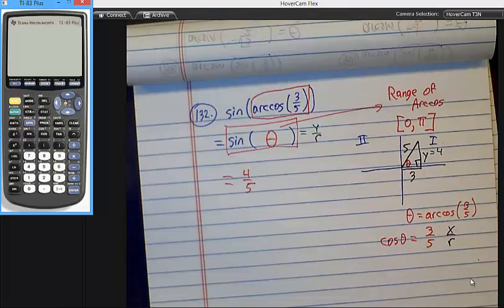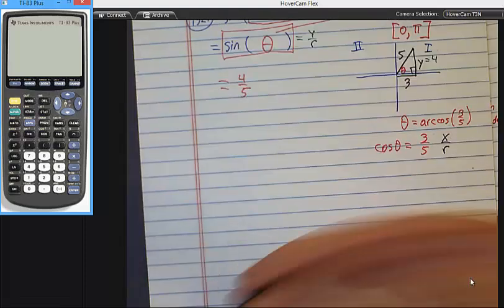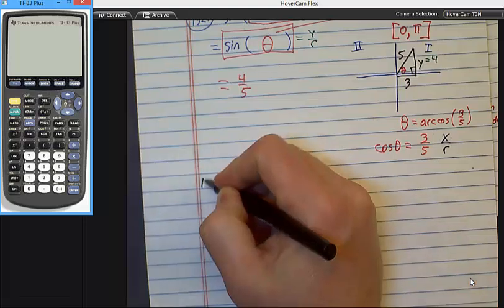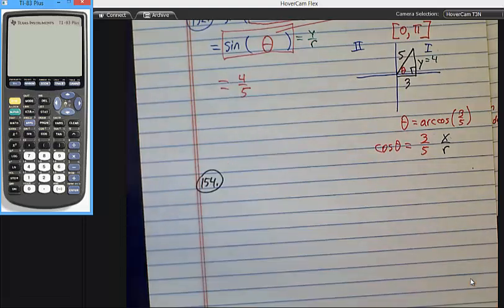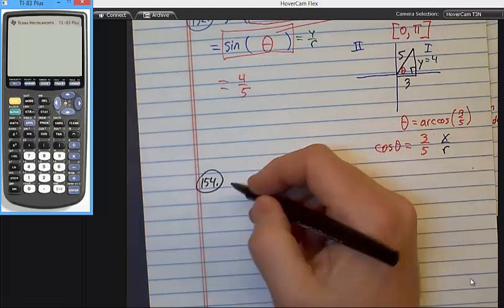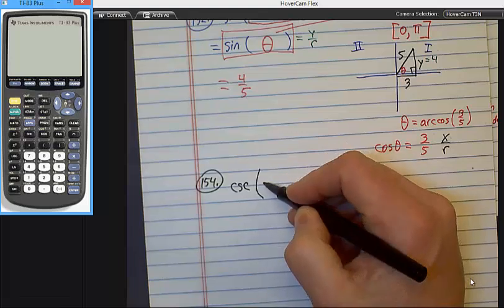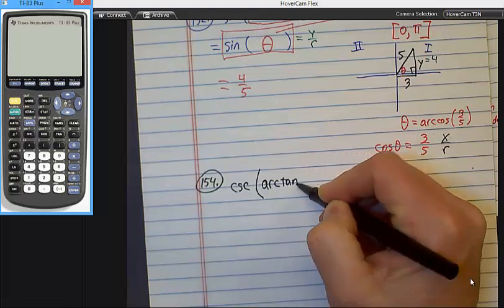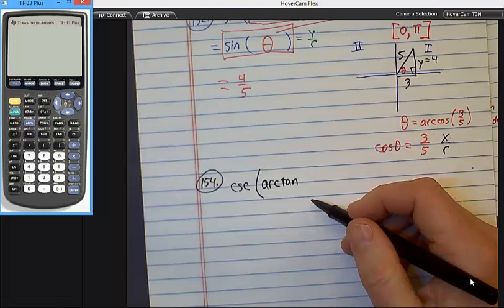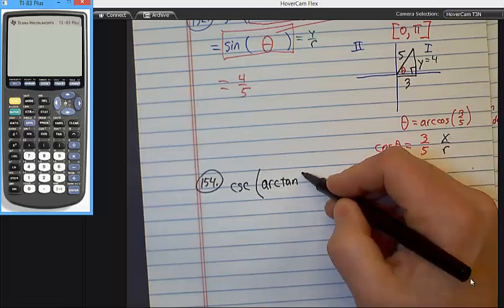But I thought I should also do one that maybe isn't so easy, because I hate when they just do the easy one. All right? So looking at these on the same page, what if I did something like 154? Maybe that would be nice, right? So let's try number 154. And what does it ask me for? It asks me for the cosecant of the arc tangent of negative 2/3.